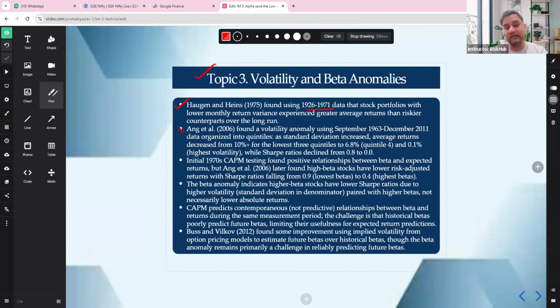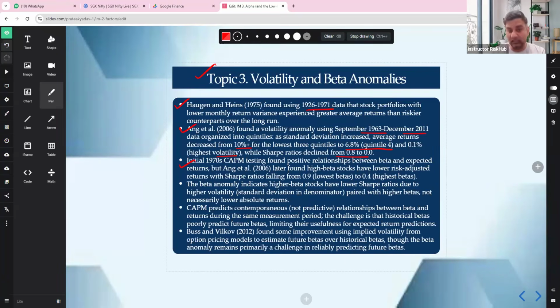Then you have Ang et al., right, 2006. Same thing, they found a volatility anomaly using September 1963 to December 2011 data organized into equity quintiles. As standard deviation increased, average return decreased, from 10% for the lowest quintile to 6.8% for quintile 4, and 0.1% for the highest volatility. The Sharpe ratio declined from 0.8 to 0.0. So higher volatility led to low return, right?